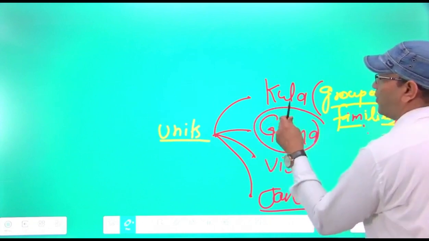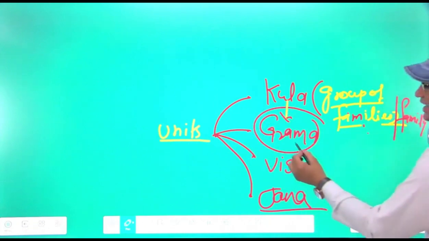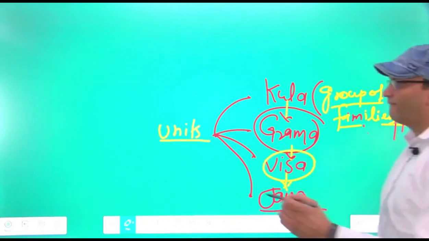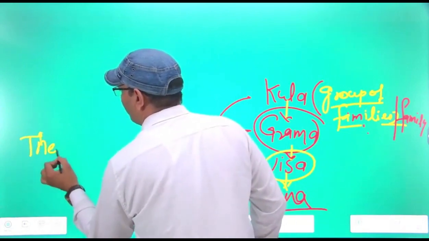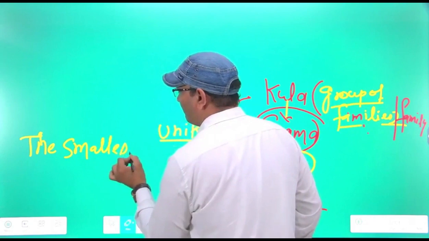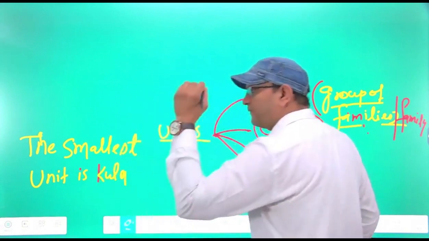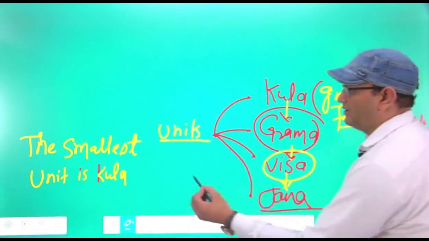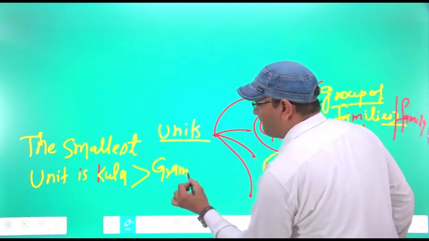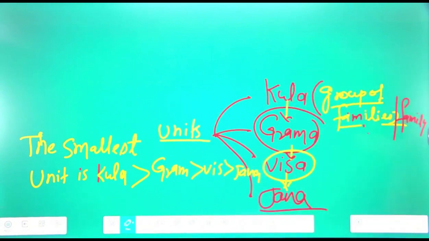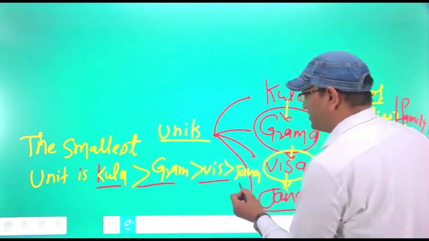Grama is a group of Kula. Visa is a group of Grama, and Jana is a group of Visa. This unit is Kula. Then we have Grama, Visa, Jana. Right? Kula, Grama, Visa, Jana.